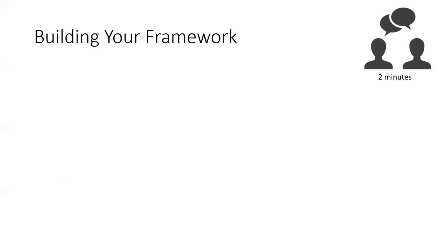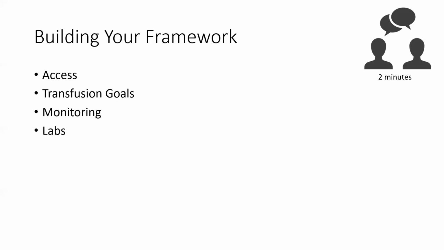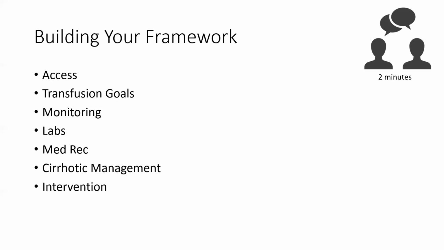Okay, so we're going to go through the exercise of admitting this patient, and in doing so, we'll be building our framework for how we should think about GI bleed patients. The first thing I want you to think about with your partner is what sort of access you are going to ask for in this patient. What sort of transfusion goals do you have? What monitoring do you want the nurse to do? What labs are you going to get and how often? What are you going to think about for her med rec? Do we have to do anything different to manage her because she's cirrhotic? And then what is our final intervention going to be for her?